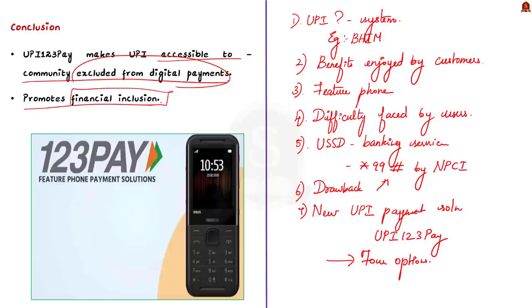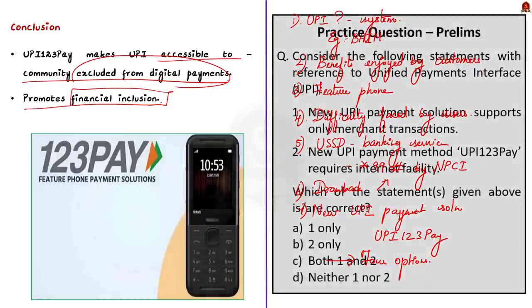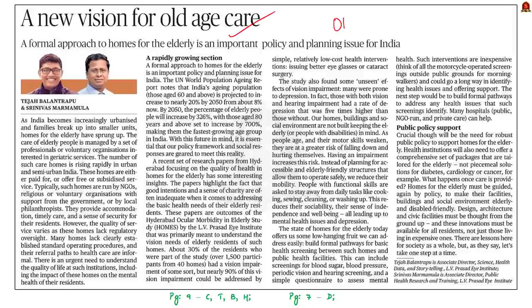And with these points in mind, let's move on to the next article discussion. See this OpEd article here. It is about one of the rarely discussed topics, which is geriatric care. On those lines, the author discusses the issues faced by the geriatric community and the interventions needed to make their lives better. See, these kinds of articles are very important.